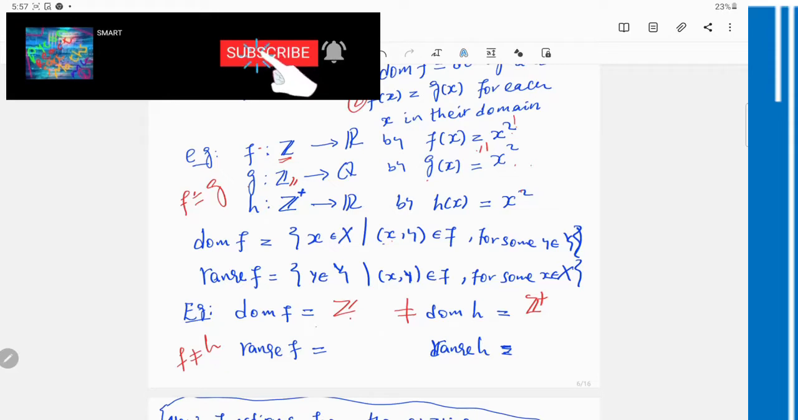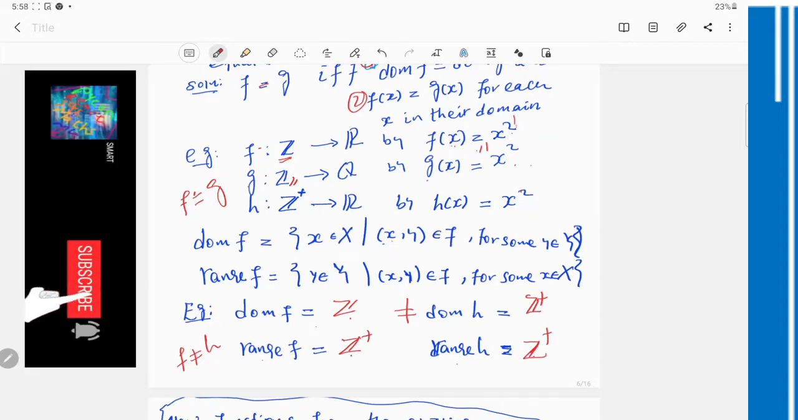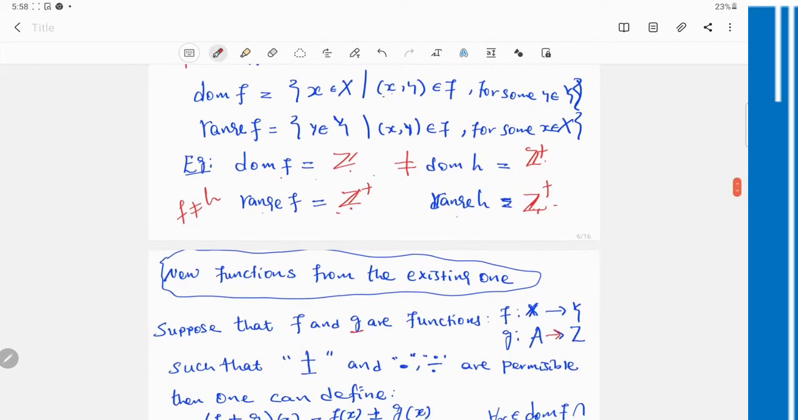So what about the range? The range is what? As you see, f maps any member of Z to its square, and the square of a number is always positive, which means Z plus, and the range of h is also Z plus. As you see here, their functional values are equal, so it satisfies the second condition, but the first condition is not satisfied, so we say they are not equal.